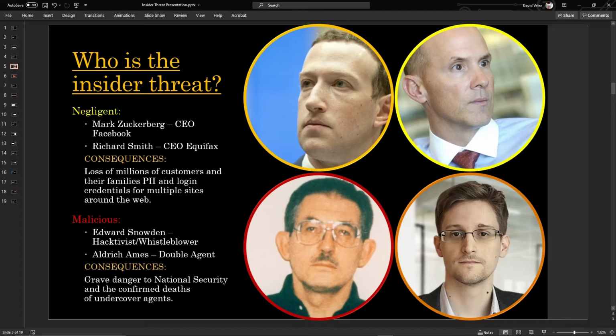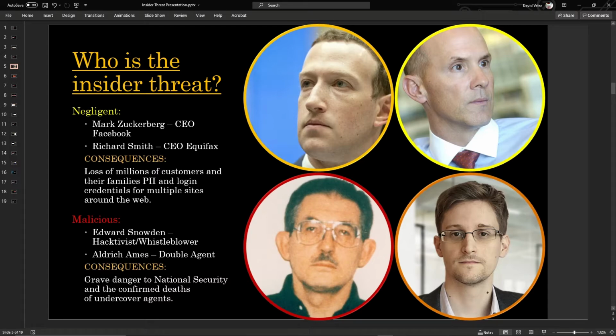Some examples of negligent insider threats are Mark Zuckerberg, the CEO of Facebook, and Richard Smith, the CEO of Equifax. As leaders of major corporations who have billions of global customers, they are ultimately responsible for the security and safety of their users' data. As we have seen over the most recent presidential election, Facebook has the capability to influence the election of global leaders, stifle free speech, and facilitate propaganda campaigns on a global scale.